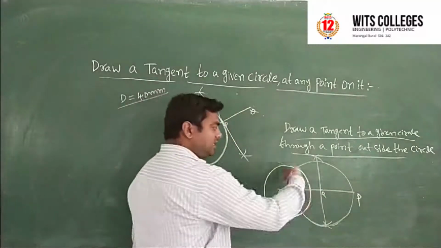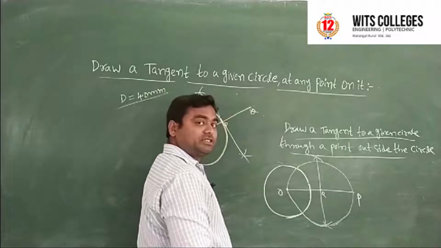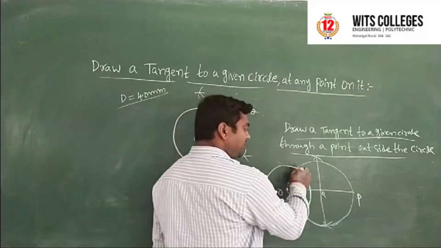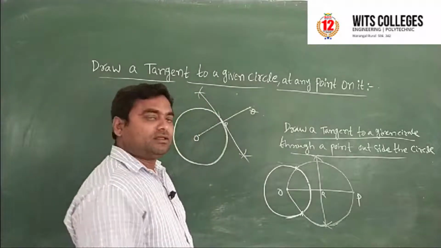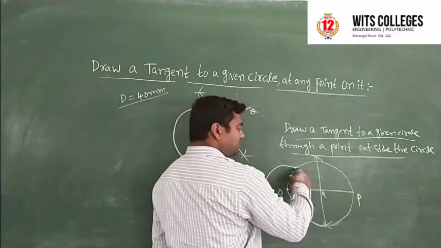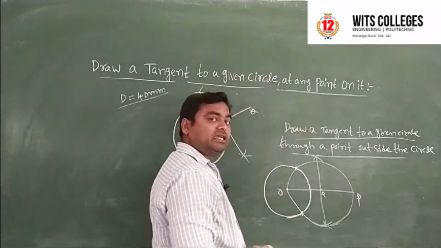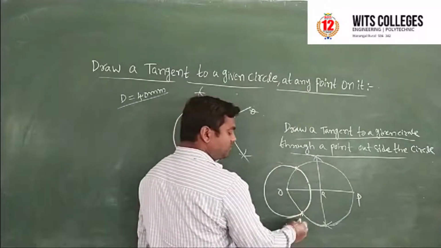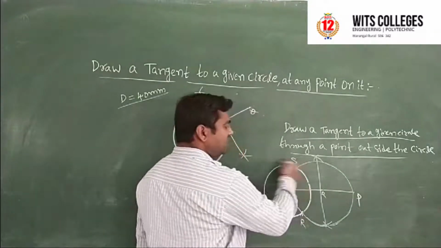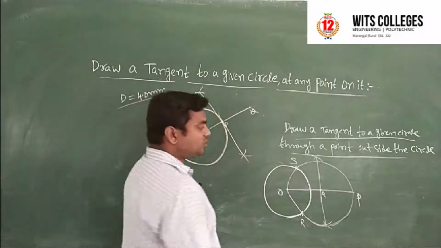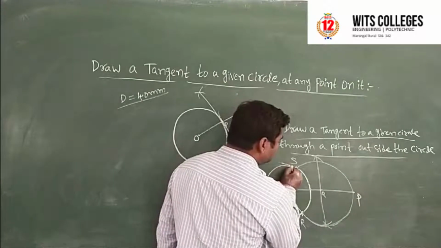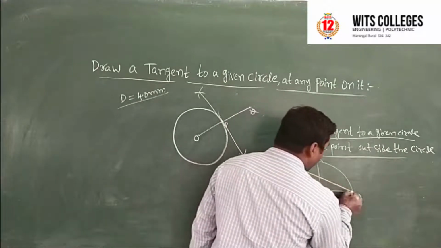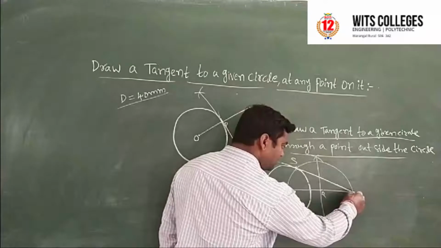Automatically this big circle, the bisection circle, is going to intersect the original circle at 2 points. Suppose this is R and this is S. Now join the point P with S as a straight line, and with R.